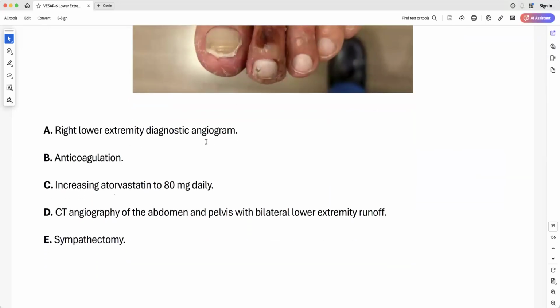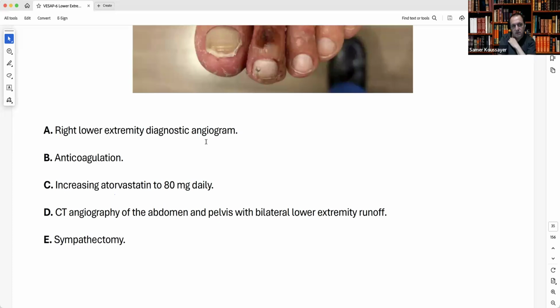Right lower extremity diagnostic angiogram. No need. Anticoagulation. This will make it worse, right? Because he already has emboli from the angiogram, so if you do another angiogram, it will be worse, you know. So this will not be a good option, yeah.